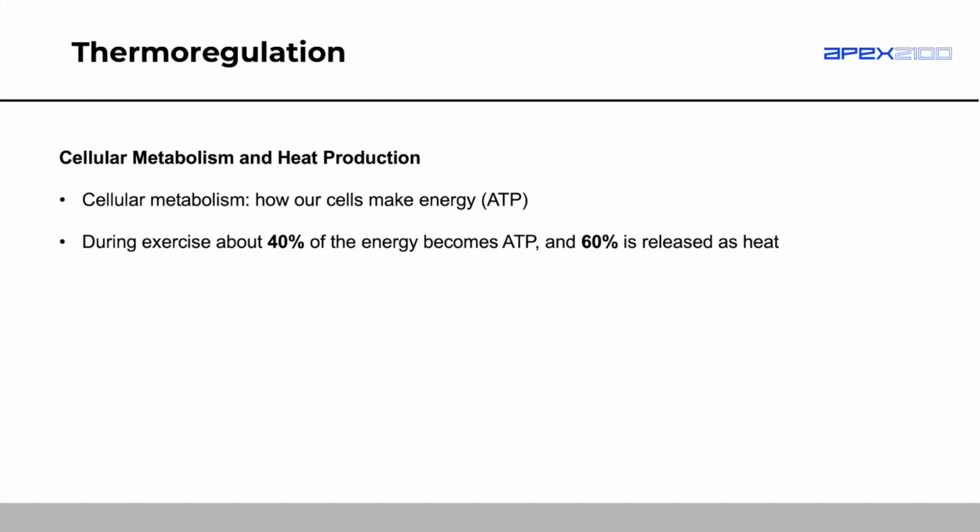It's at about a 40 to 60% ratio. So let's say we're using glucose to create energy. From that one glucose, about 40% of it is becoming ATP and 60% of it is being released as heat. So we're generating quite a bit of heat.